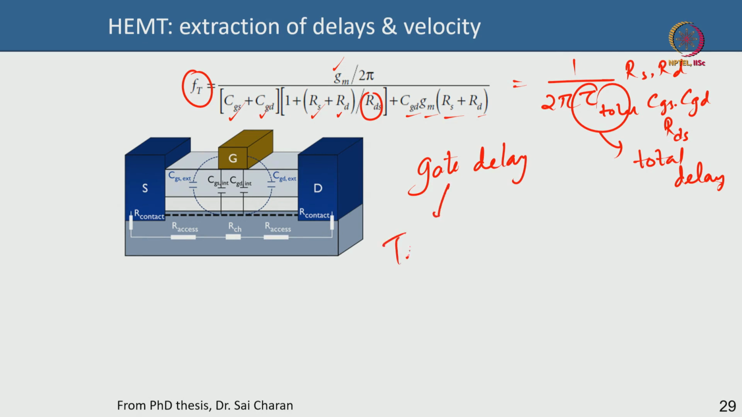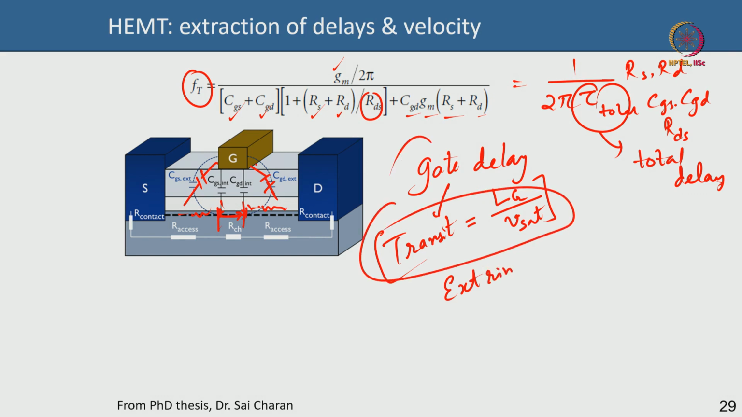One is your transit delay, which is essentially the finite time the electron takes to travel below the intrinsic gate. That is basically your gate length divided by the saturation velocity. We are talking about highly scaled devices. So this is your transit delay. The gate also has fringing coupling capacitances with the gate-drain access region and the gate-source access region. We call that extrinsic delay. This is your intrinsic delay, this is your extrinsic delay.